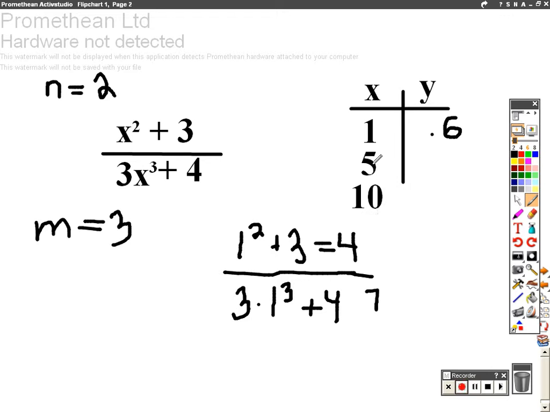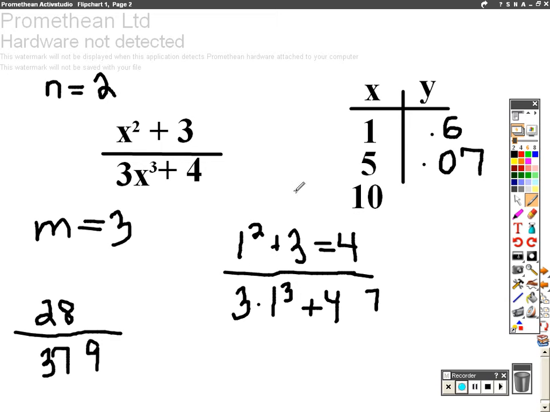Now I will do the same thing with 5. So 5 squared would be 25, plus 3 is 28. And down here, 5 to the third power is 125, times 3 is 375, plus 4 is 379. I took out my calculator, did 28 divided by 379, and I got 0.07.